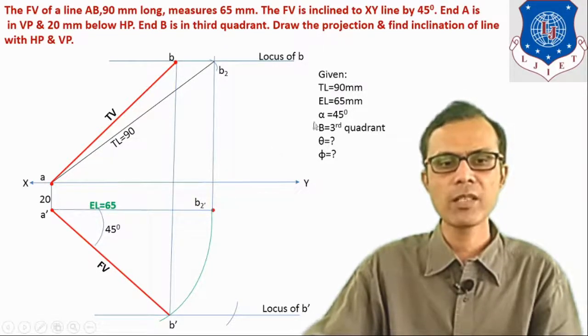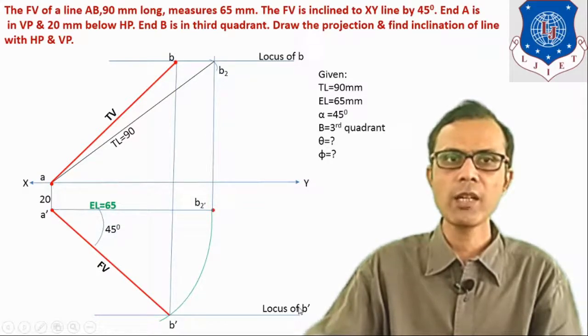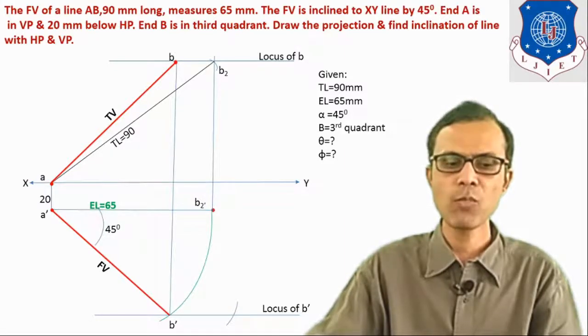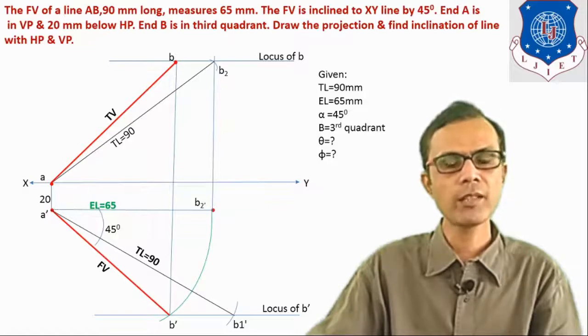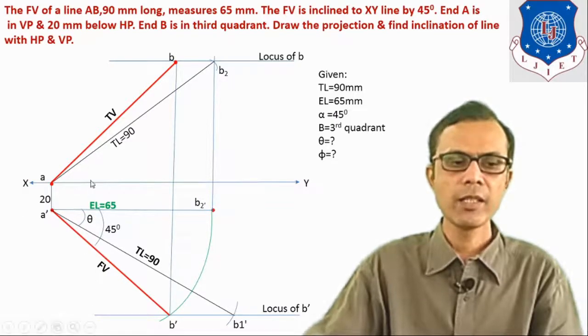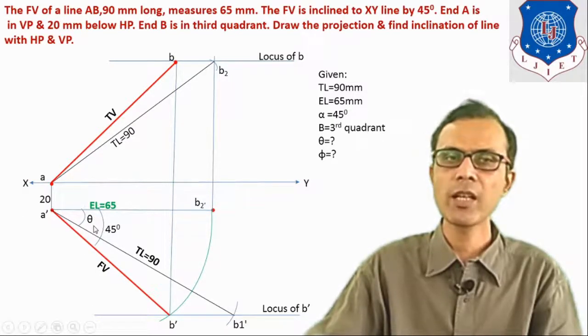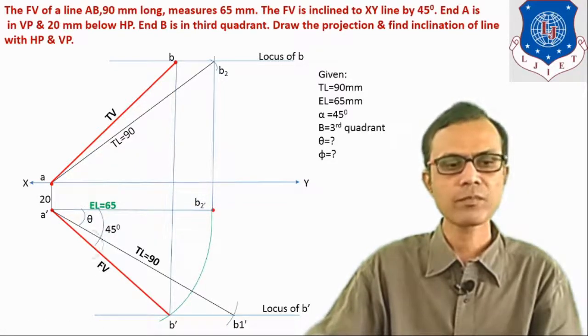So take compass size equal to 90 mm, with A dash as the center point, and draw an intersecting arc on the locus of B dash. This intersecting point is B1 dash. Join A dash B1 dash, that is the true length, 90 mm. Now measure the inclination angle of A dash B1 dash. That angle is the true inclination angle of the line in true length. It is the answer for theta.